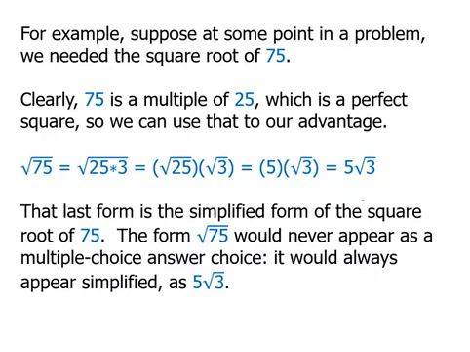So the form square root of 75 would never appear as a multiple choice answer on the test. It would always appear simplified as 5 root 3. And that's why it's important to know how to do this procedure of simplifying roots, because we have to make the answers into a form recognizable on the test, the way the test itself will list the answers.